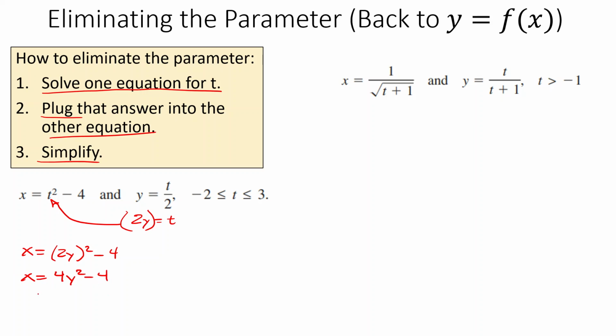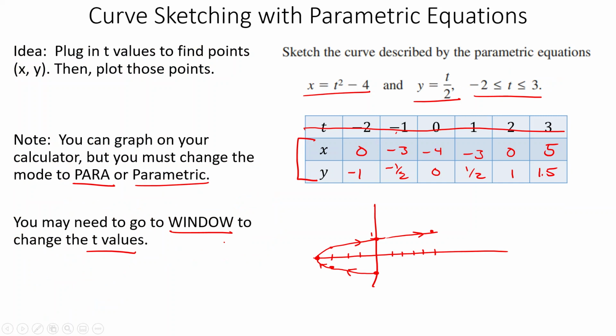Let's see, we can add over the 4, divide by this 4 equals y squared. And then we can take the square root. So we get plus or minus the square root of x plus 4 over 4 like that. And then again, it would depend on what values you're going to get based on the t values here. All right, so we saw before x went from, what did x go from, 0 to 5?